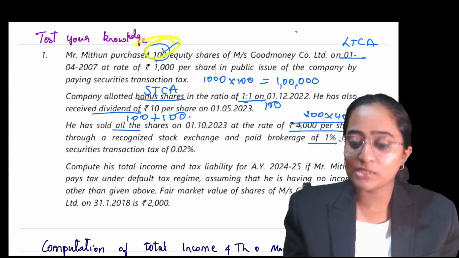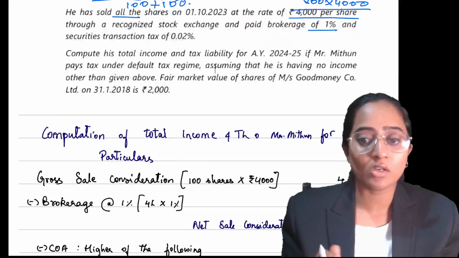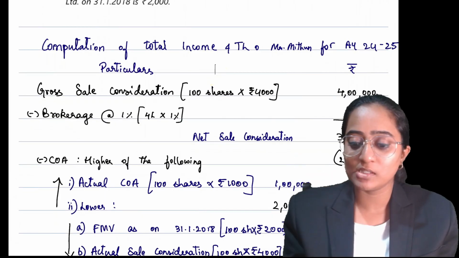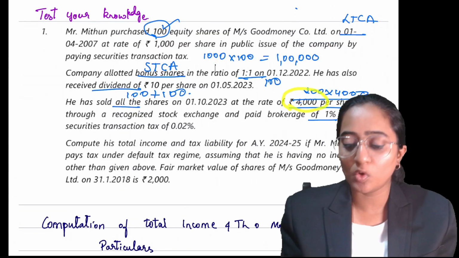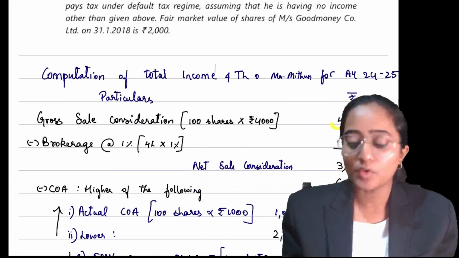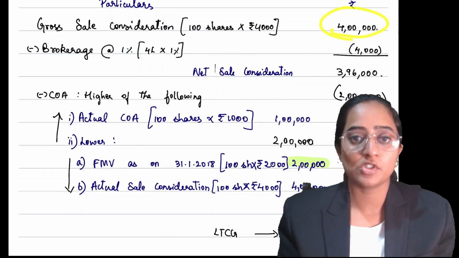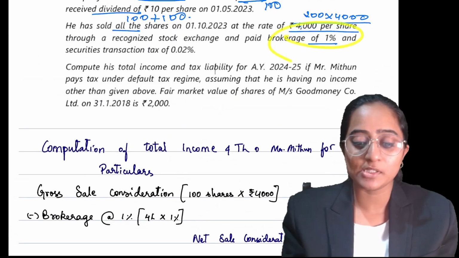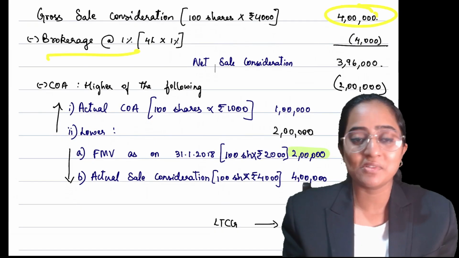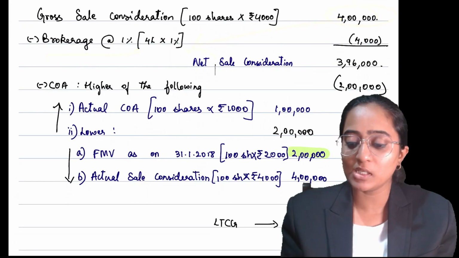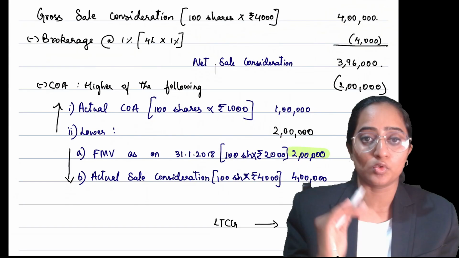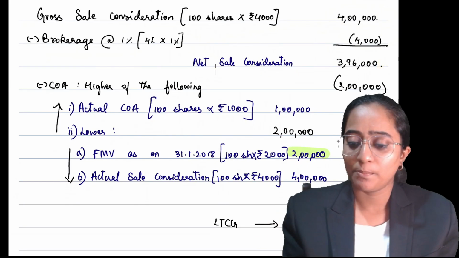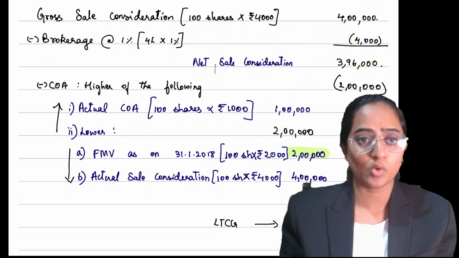So for the original shares, we already know we are going to determine it as a long-term capital asset. For gross sale consideration, 100 is the number of original shares. How much have you sold per share? 4,000 rupees. So your total sale consideration is 4 lakh. Brokerage has already been given in the question as 1%. Brokerage is going to be the sale consideration multiplied by 1%. 4,000 you are going to show over here. Whatever the net sale consideration is going to be is the subtraction of this one. Net sale consideration is so much.